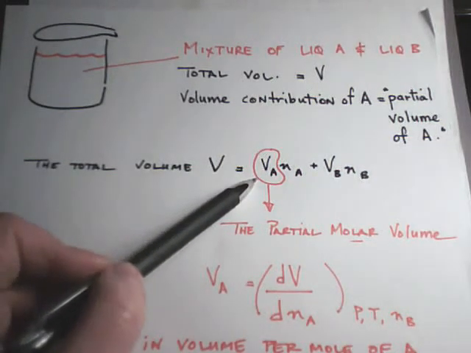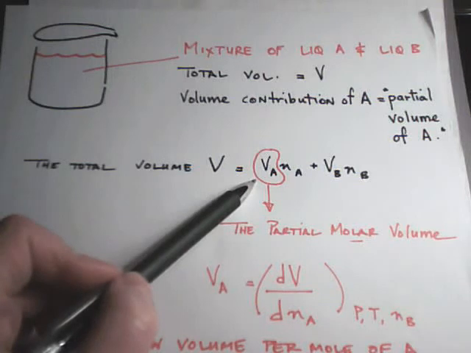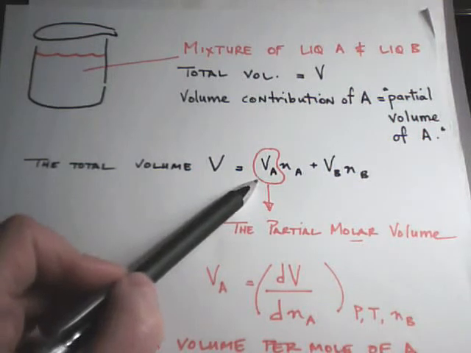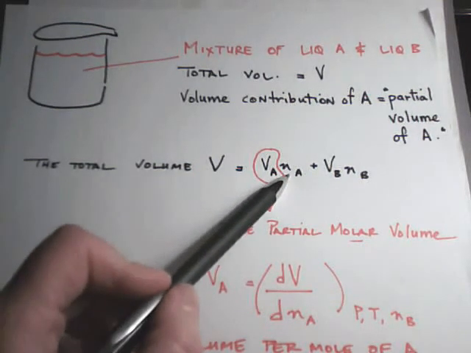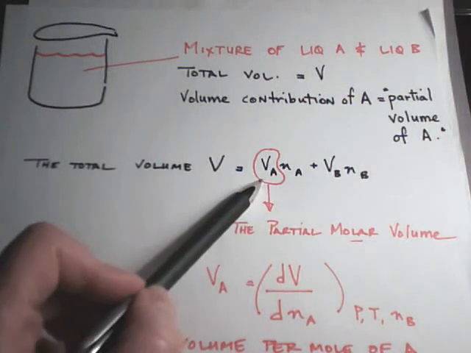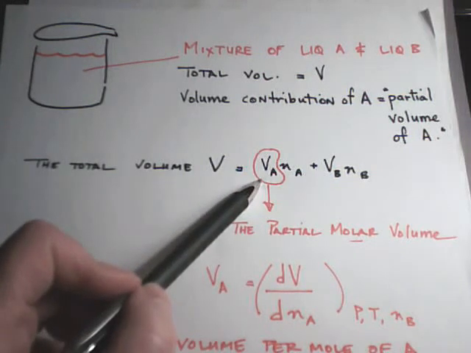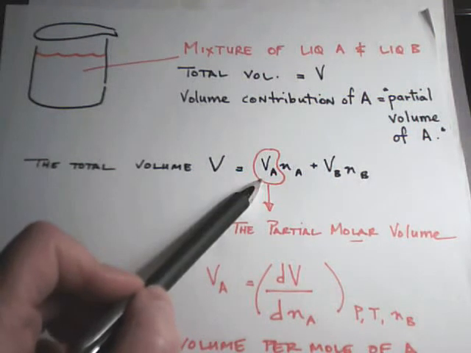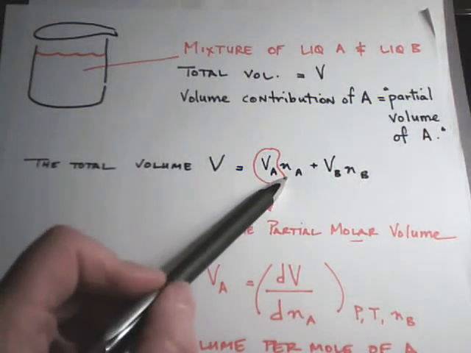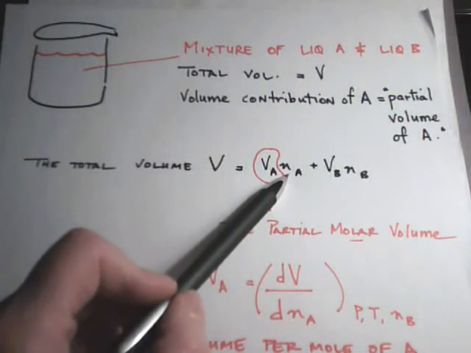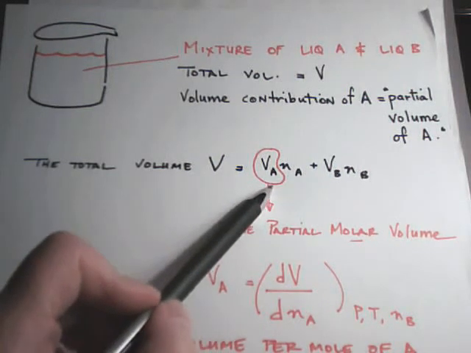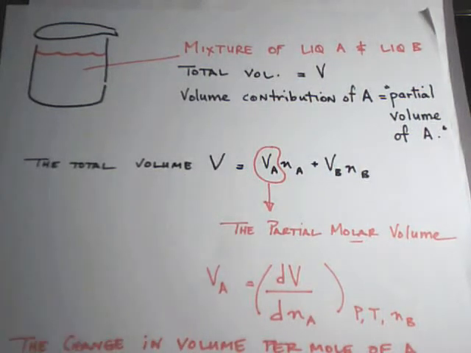the partial molar volume of A times the number of moles of A. So this is really the volume per mole that A would occupy in a system of that concentration times the number of moles, and that makes my units work out so that I end up with units of volume. And the same thing for B. And so I introduce this new quantity, a partial molar quantity.